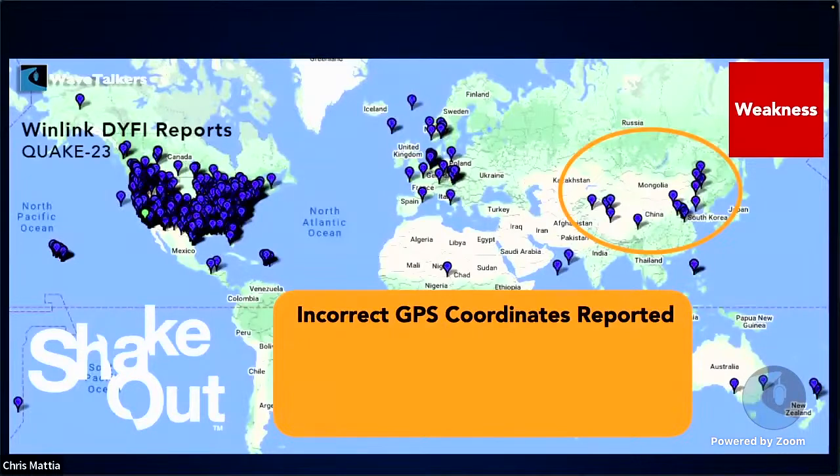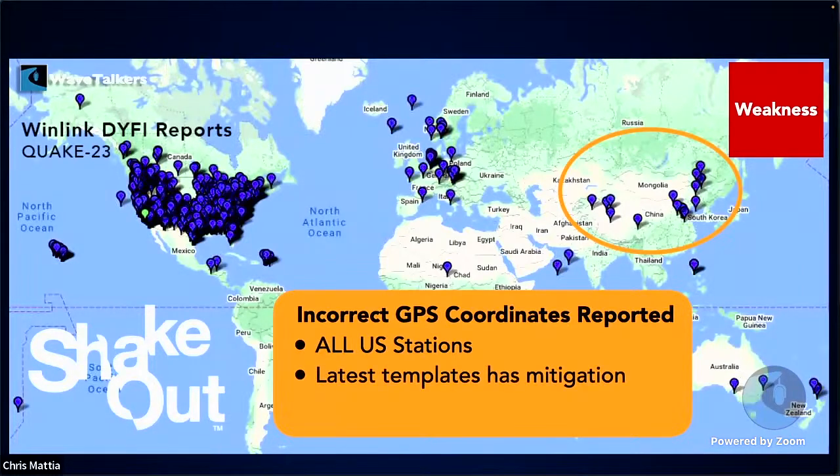Not a single one of these reports has a call sign that is associated with this area. And when you dive into it, you find out that these are all US stations. Now, are they just traveling? More than likely, no. More than likely, these are all stations that simply have an incorrect GPS coordinate reported, and it's a simple matter of a negative sign in front of one of the GPS coordinates. And in the latest version of the template, this has been mitigated.